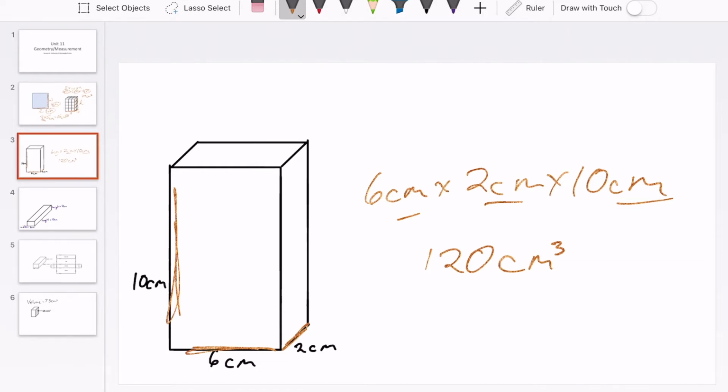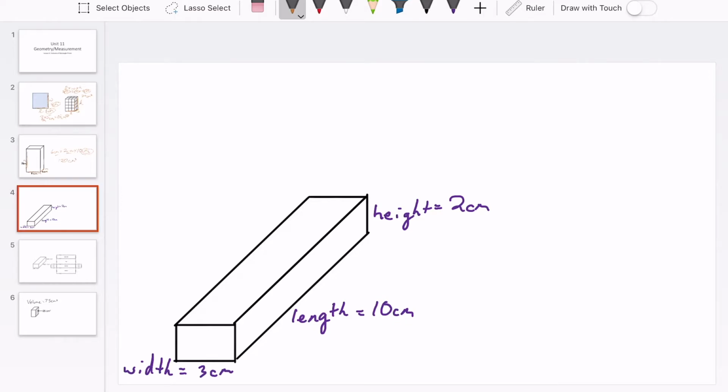Always make sure that you're using the correct units in your answers, because if I said this was meters, that's very, very different from centimeters cubed. Meters cubed is different. Using the proper units and putting them in is very, very important, and things will be marked wrong if you don't. So just know that.